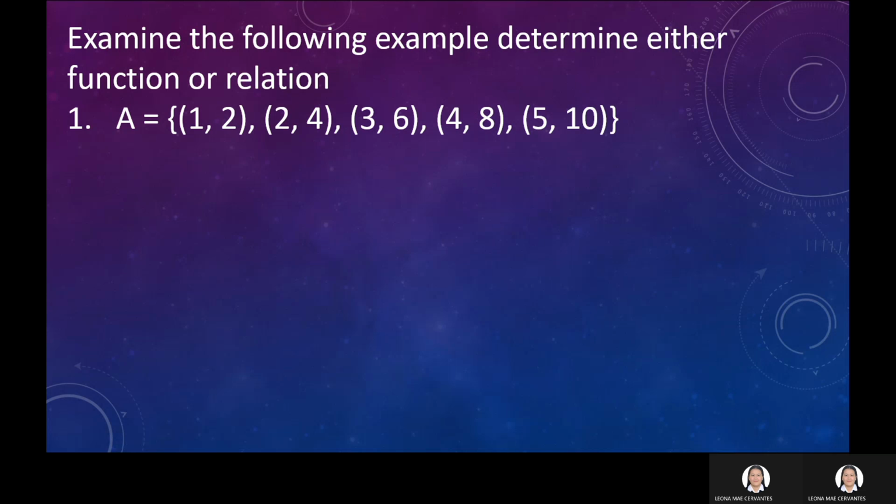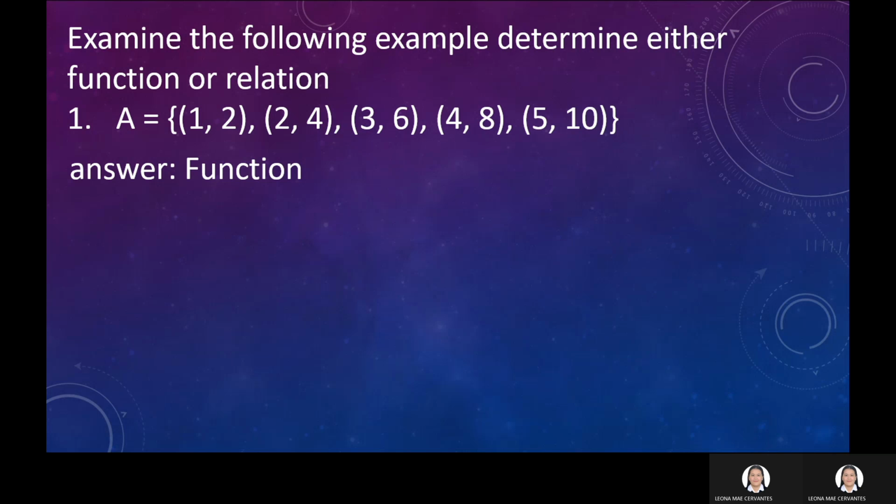Now, let's examine the following example. Determine either function or relation. Number 1, or set A, we have (1, 2), (2, 4), (3, 6), (4, 8), (5, 10). So for the domain, we have 1, 2, 3, 4, and 5. Since it is not repeated, then this is an example of a function.